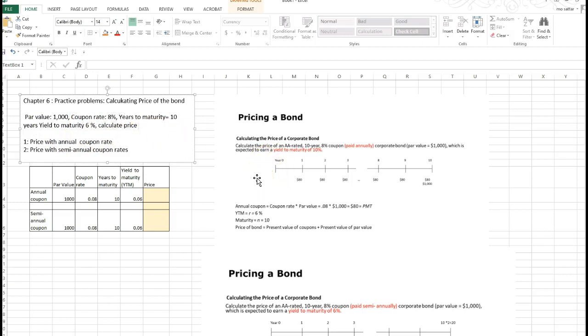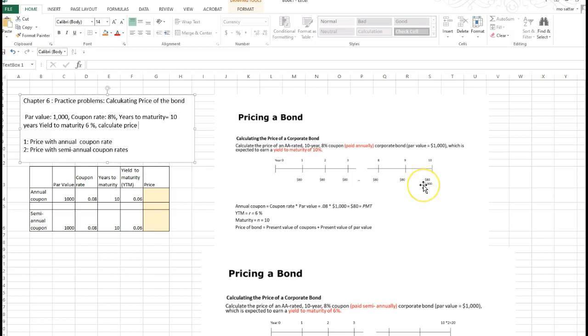What that means is if I have a bond that will give me 8%, the 8% coupon rate times the par value of 1,000. So annual coupon rate times par value of 8% times 1,000, which is $80 of coupon dollars I will get, which is the PMT. So that means we will get $80 every year for 10 years. And then we will get the $1,000 back, which is our principal.